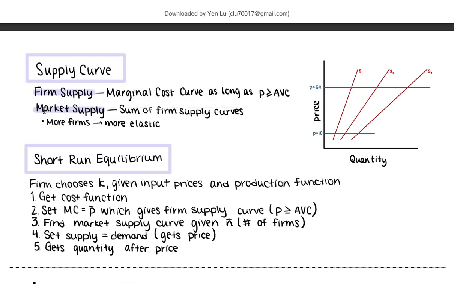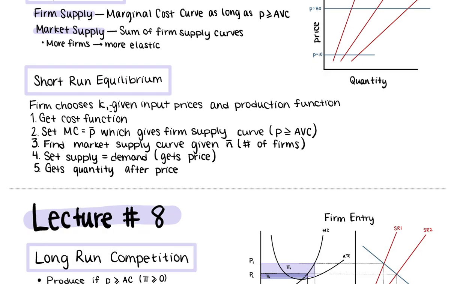And the market supply curve is the sum of the firm supply curves. The more firms, the more elastic the supply: S1, S2, S3, the more firms, the more elastic. Elastic means the consumer is very sensitive to the price.